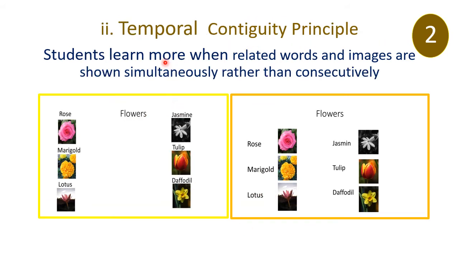And the third principle is temporal contiguity principle. Here we see the order. Students learn more when related words and images are shown simultaneously rather than consecutively. In this figure, the word and image, then word, image, it's given consecutively, but in this image they are given simultaneously. So students learn better when the word and image are given simultaneously.